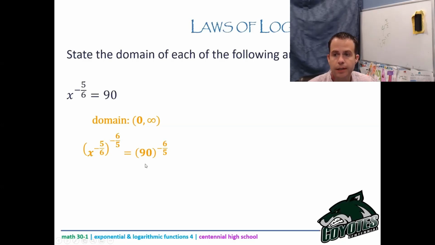On this side, there's not a whole lot I'm going to do to clean this up, with the exception of I'm just going to get rid of the negative exponent. Remember that a negative exponent tells you to flip the base. So instead of writing this as 90 to the negative 6 over 5, I'll write this as 1 over 90 to the positive 6 over 5. Okay, and then that will be my final exact value answer.